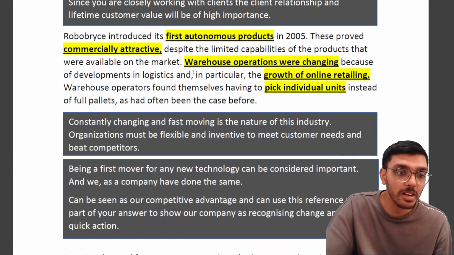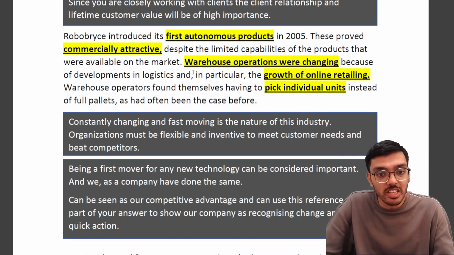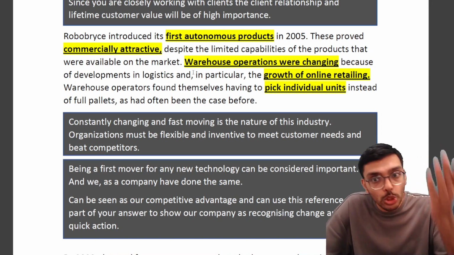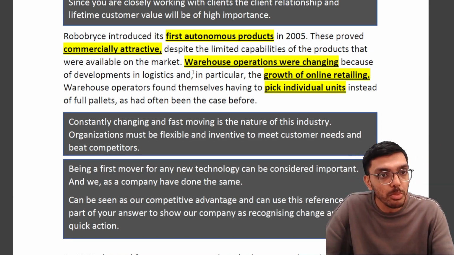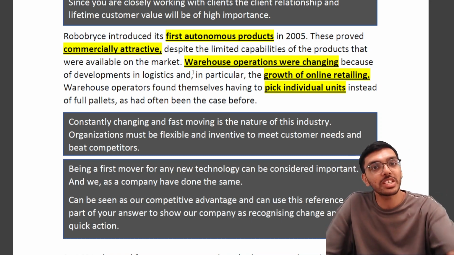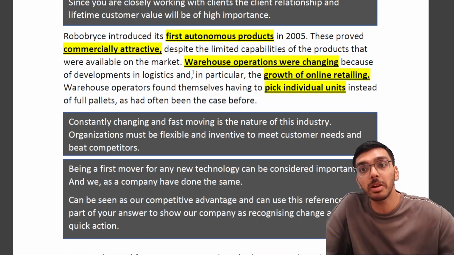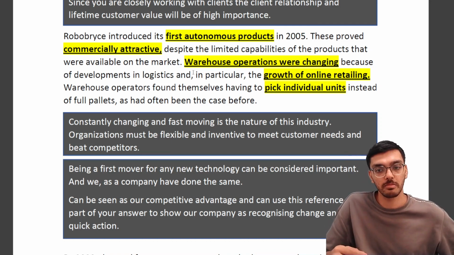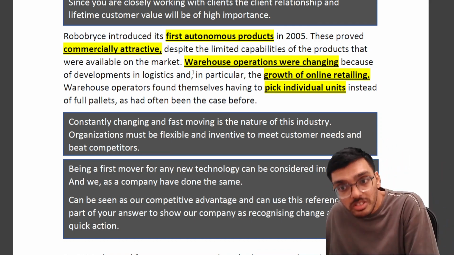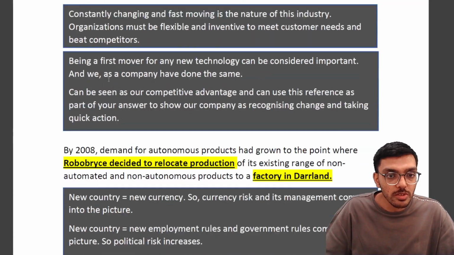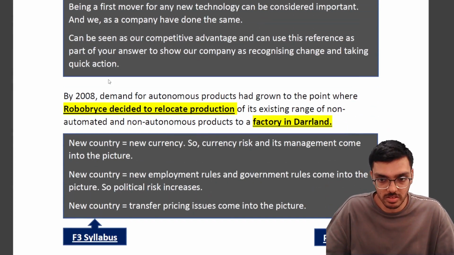So this is my competitive advantage, and you can reference this as part of your answer to showcase the credentials of your company. So I'm a company that's investing in research and development. I'm a company who's taking the risks. I'm a company who's coming up with new innovative products. Keep this in mind and use this in your mock questions for integrative marks.